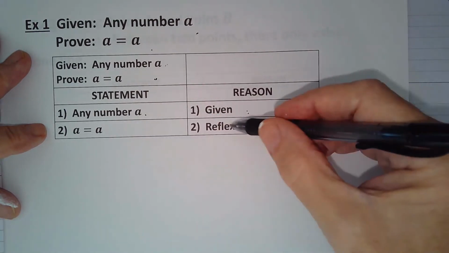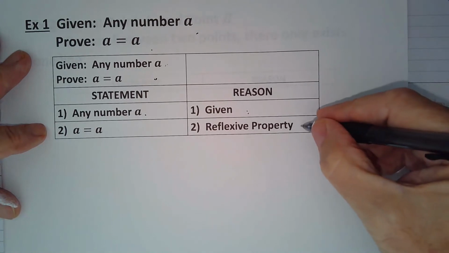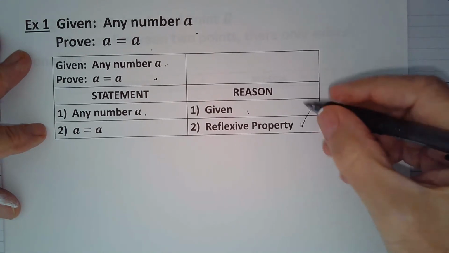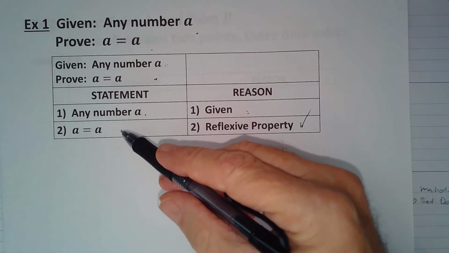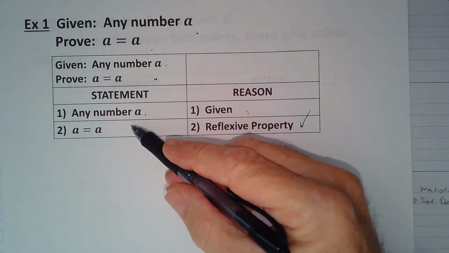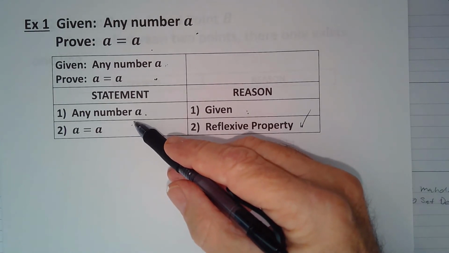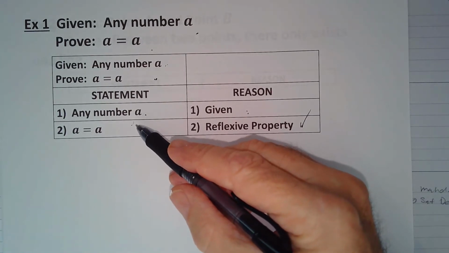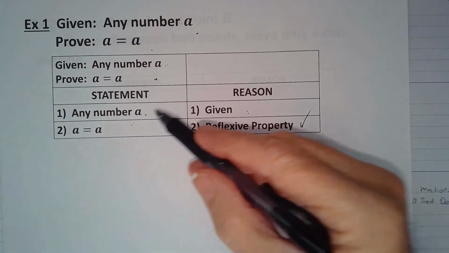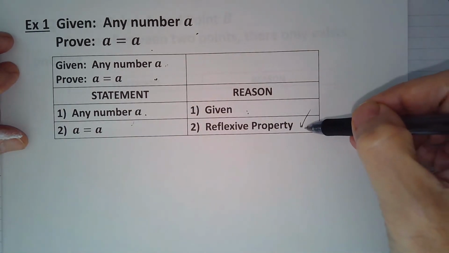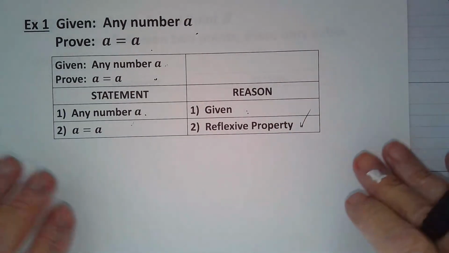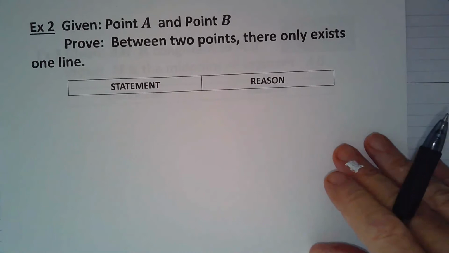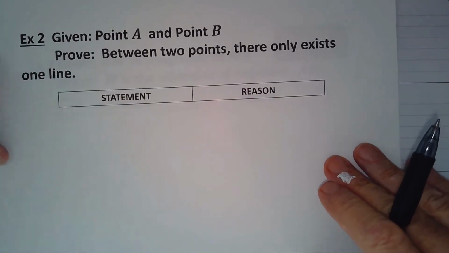The reason we can do this in one step is because the reflexive property proves that A equals itself. Where did I find that? If you go back to the lesson from yesterday, we covered that particular issue, and we showed that the reflexive property would cover this situation. So there you have it. It's proven. Now we're going to do several more examples.